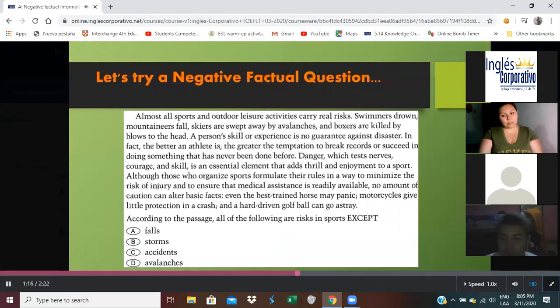Now let's try a negative factual question. Here's a paragraph about sports and its risks, and here is the answer. To begin with, you know it's a negative factual information question because of the word except in capital letters. So three of the choices are going to match information in the paragraph, and only one will not. Let's see how many correct choices we can find by scanning for keywords that appear in the answers, like mountaineers fall, risks, avalanches, and so on. We may also need to look for synonyms of these words. So if we scan the paragraph for some text about falls, that corresponds to choice A. We find this and it's a match. For choice C, we found that information here, where it talks about risks. Choice D is here, where it talks about skiers are swept away by avalanches. But there's nothing in the paragraph that talks about storms. So choice B looks like it might be the answer. Therefore, choice B is our answer.